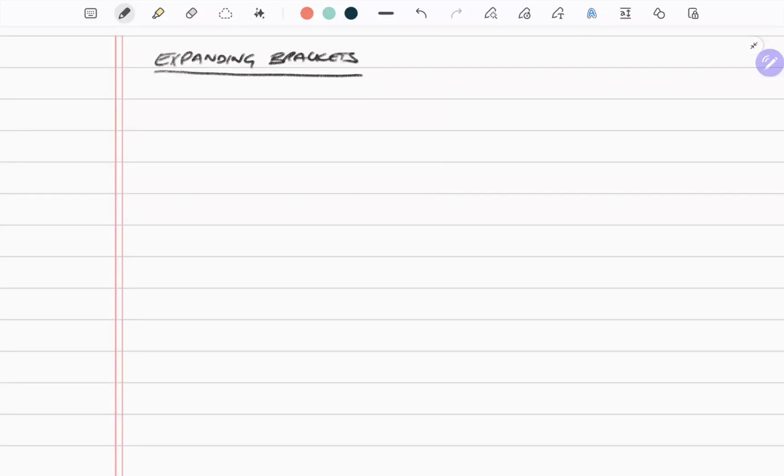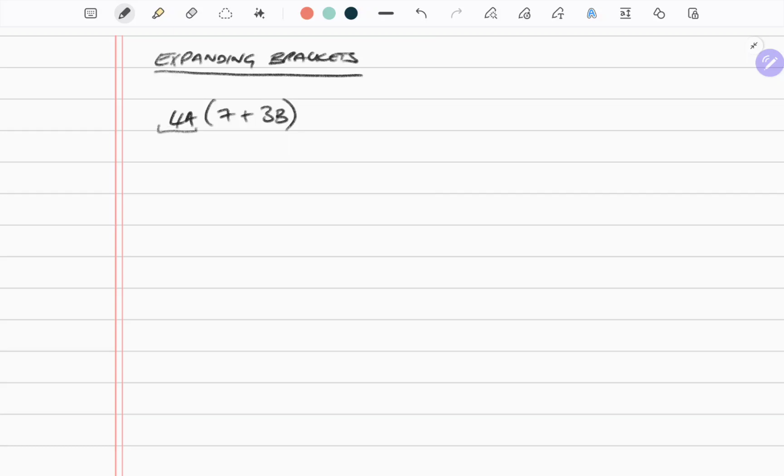This mini-series will look at expanding brackets. So this is what you might come across. Let me give you an example. Let's say we have 4a and then we look at the bracket here, 7 plus 3b. So what you would need to do here is we need to identify what some of these terms are.